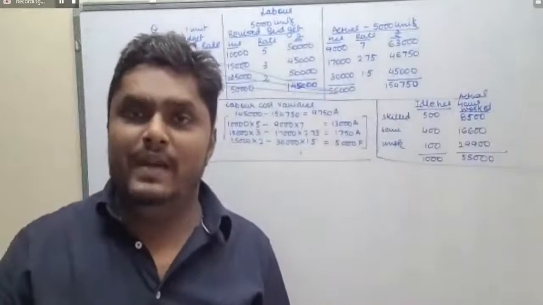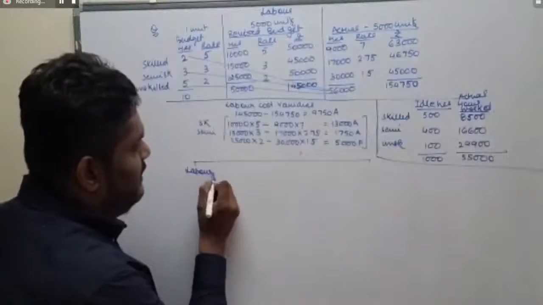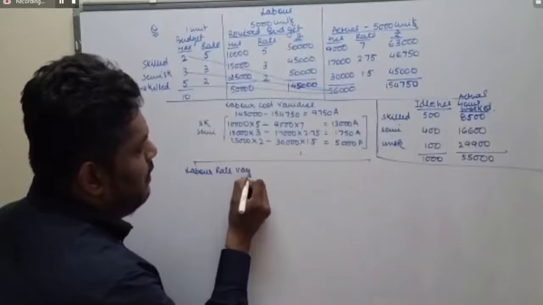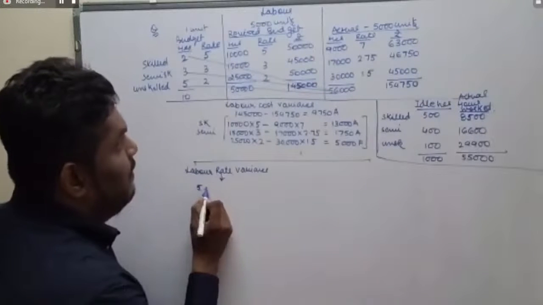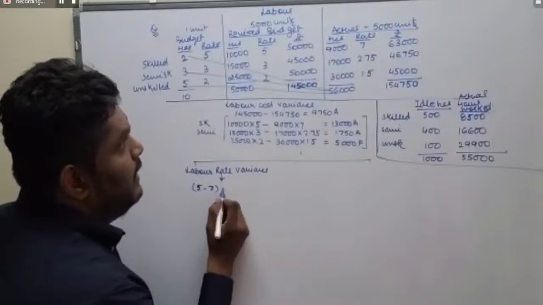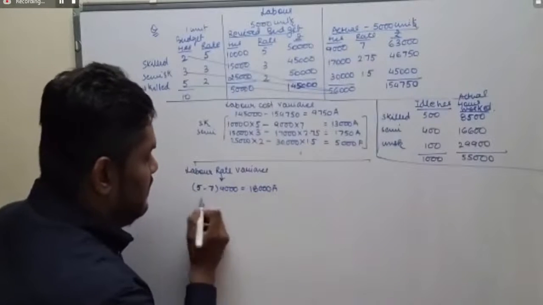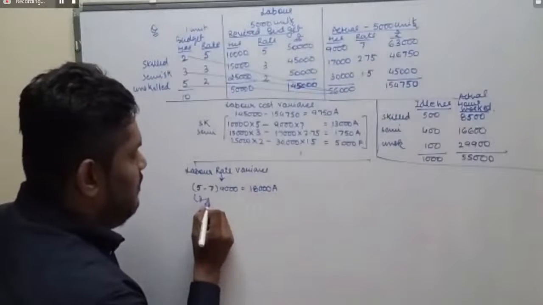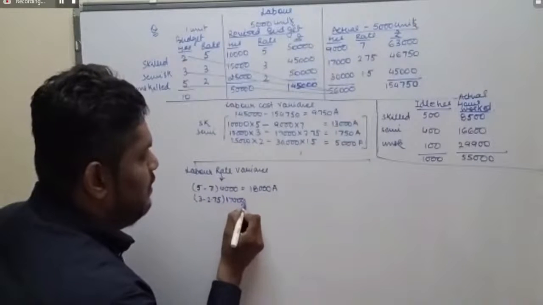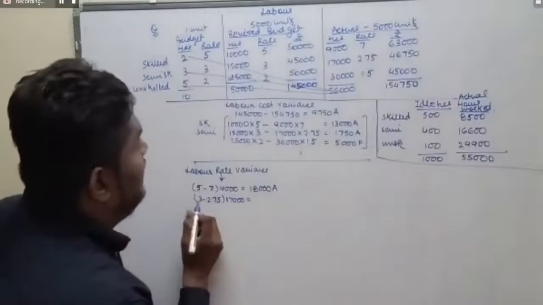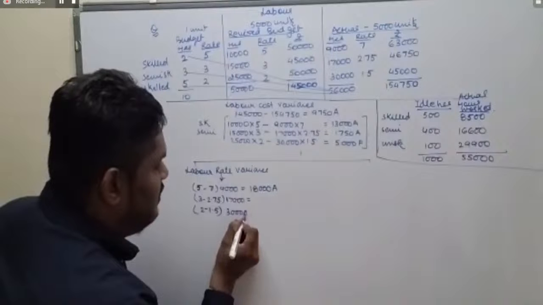Again, if it is labor rate variance also, there will be no change. Similarly, like material labor rate variance, we will calculate. We have calculated it earlier also, that is 5 minus 7 into 9,000. So 18,000 adverse. Again 3 minus 2.75 into 17,000. And last 2 minus 1.5 into 30,000.